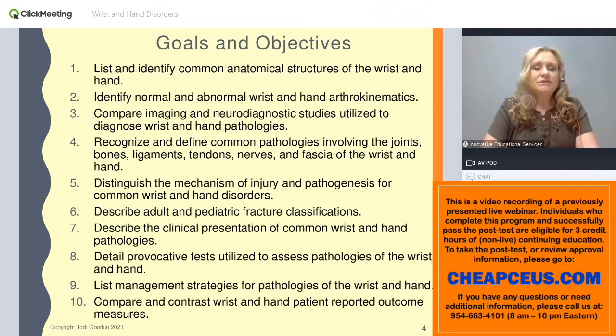The goal is to ensure that we distinguish the different conditions if you're differentially diagnosing or treating a patient who may or may not be progressing, that we understand the different nuances between the clinical presentation and the development of these different pathologies. Also, if a patient is not progressing appropriately, so that you're prepared to have that conversation with the physician about the diagnosis and how the patient is progressing.